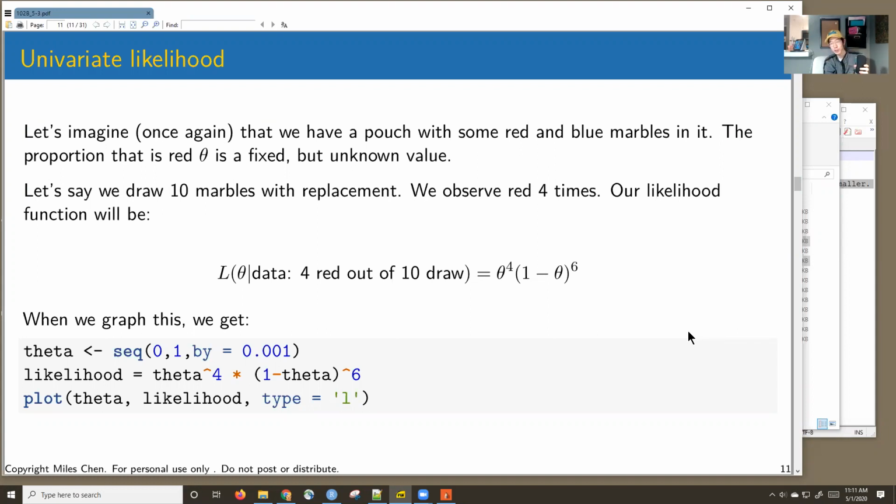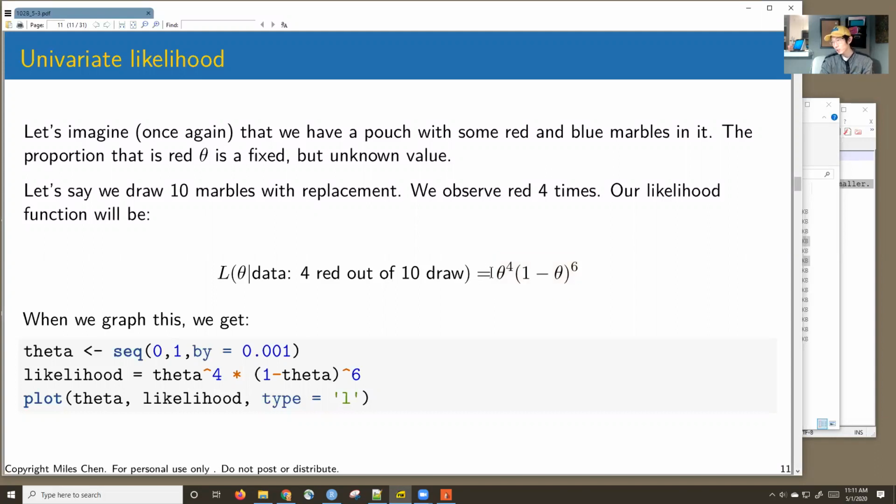And let's say we've observed 4 red marbles, okay? So in this case, for our data, the likelihood of our data is going to be theta raised to the 4th and 1 minus theta raised to the 6th, okay? This would be the likelihood of some exact sequence, say red, red, red, red, followed by blue, blue, blue, blue, blue, blue. That would be the probability or the likelihood of some exact sequence.